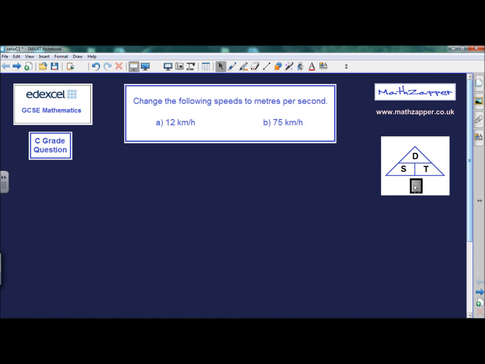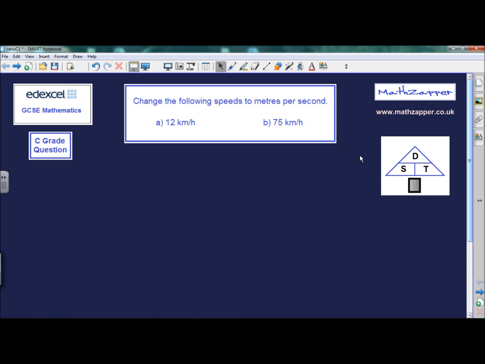If you want to find a distance, for example, you cover up the distance and what you're left with is s and t, and as they're next to each other we simply multiply them. So distance is equal to speed multiplied by time. If we want to find speed, we cover up speed, and that tells us it's distance divided by time. D is over t, distance divided by time. And finally, if we want to find time, cover up time, and that's distance divided by speed.